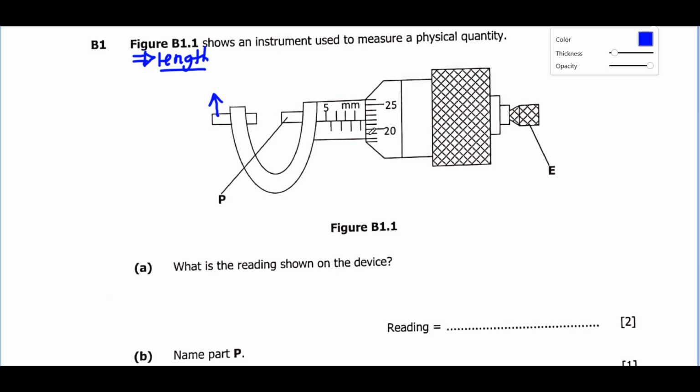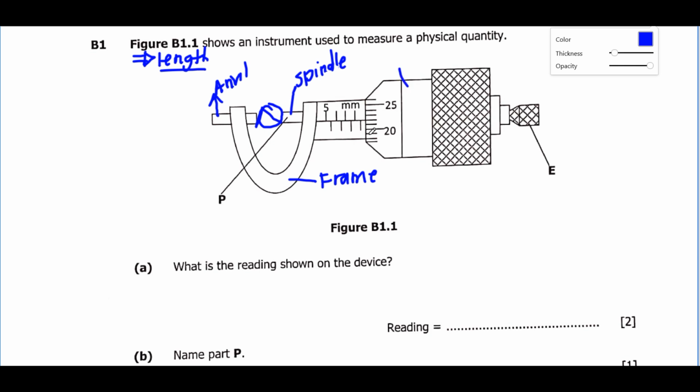So this part is called the anvil, and remember the anvil is fixed, which simply means that it does not move. Then this one, part B, is called the spindle. The spindle can move back and forth, and in between the anvil and the spindle is where you place the object that you are trying to measure. Then this structure is called the frame.